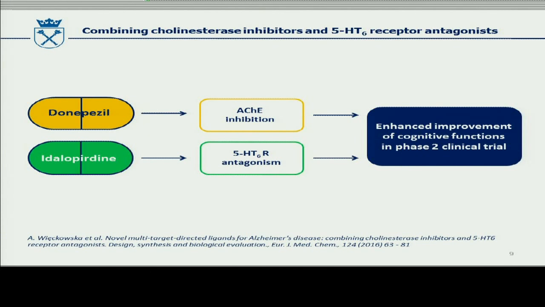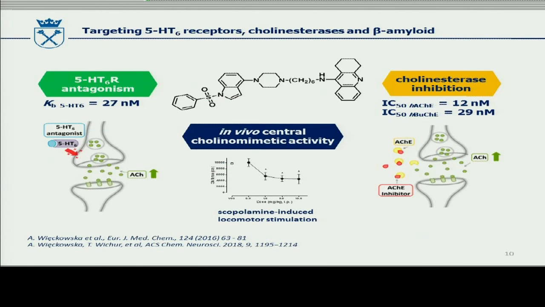But as we all know, it is not so easy to administer 2 drugs simultaneously because there can be some issues connected with pharmacokinetics and pharmacodynamics. So we thought that maybe it would be reasonable to create a multi-target directed ligand combining these 2 activities against these 2 targets. And we also succeeded. We obtained a series of compounds, of which the one shown here was the best. It showed a balanced profile of activity.